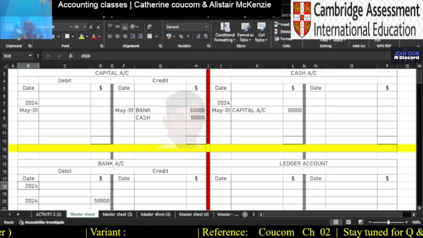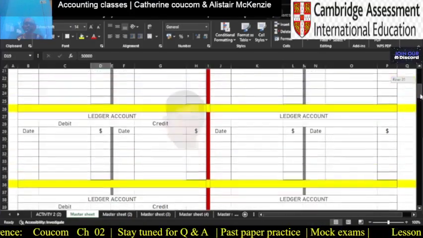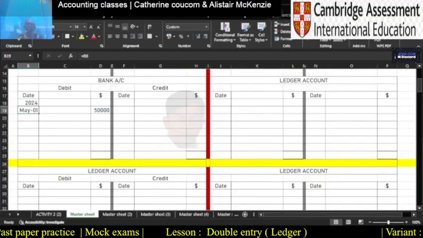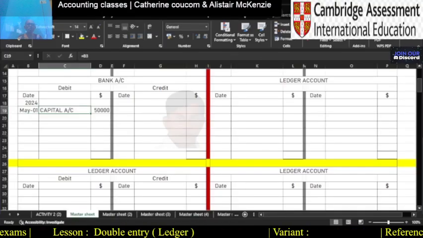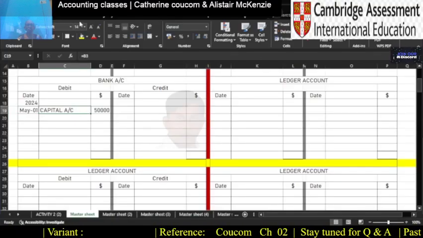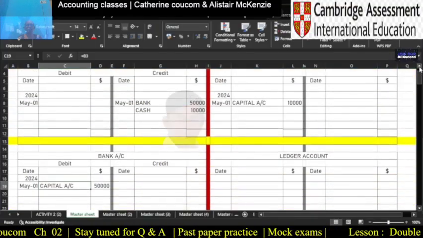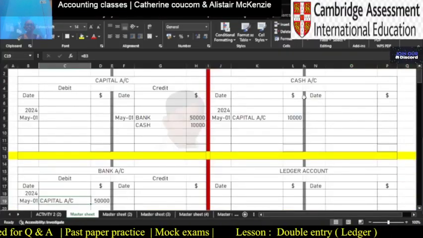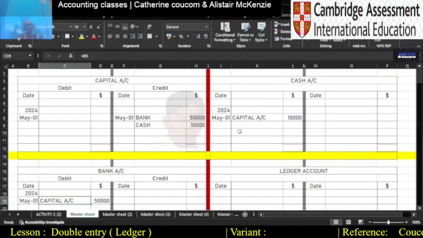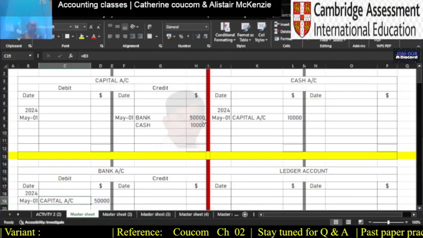So bank account should be debited with 50,000. That is the completion of the entry. So we have credited capital account, we have debited cash account, and we have debited bank account. Cash has come in, bank also has received, cash account also has received. Who has given? Capital account has given. Okay.